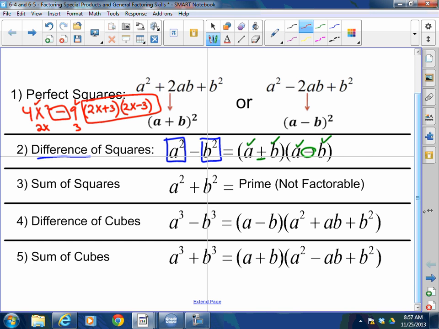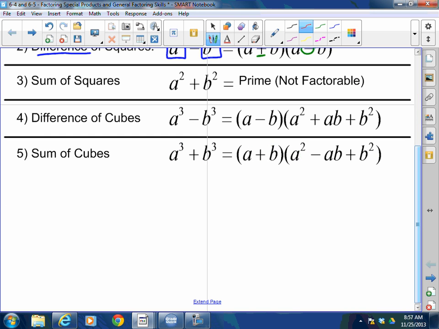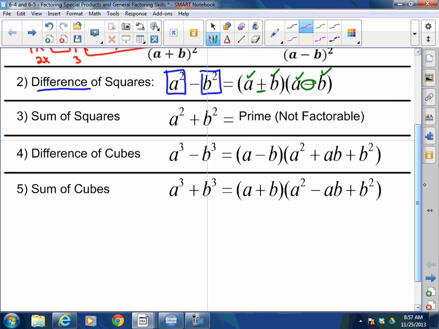Sum of squares. Good news: you can't factor it. They're prime. So they'll try to put this on a quiz or on a test or on an SAT, and people will feverishly try to solve it. You're never going to get anywhere. It's prime. It's not factorable. Don't sweat it. If you see two perfect squares and they're being added, prime, next.